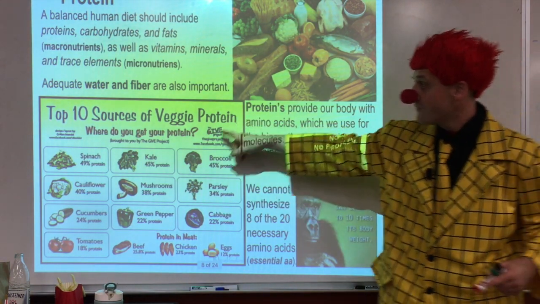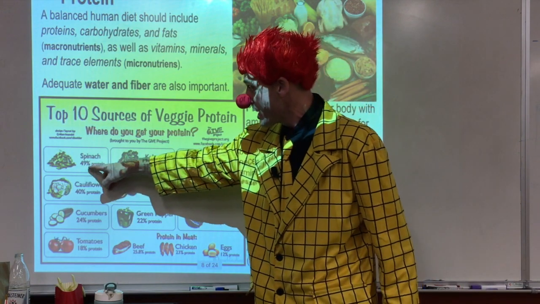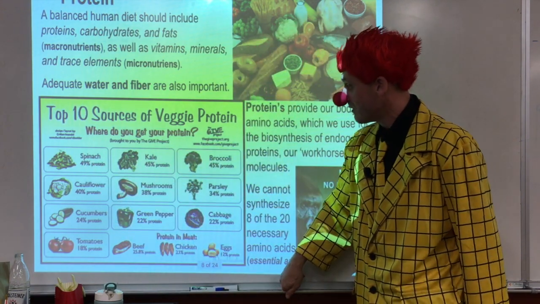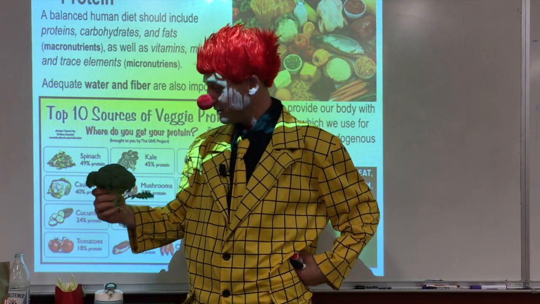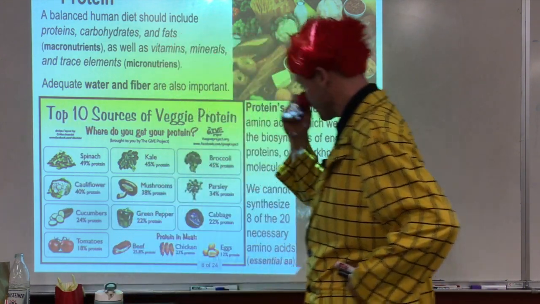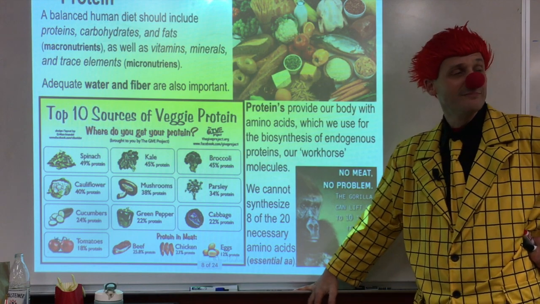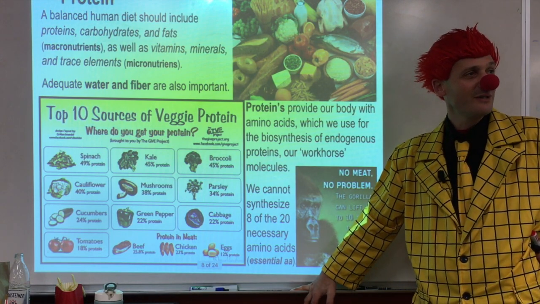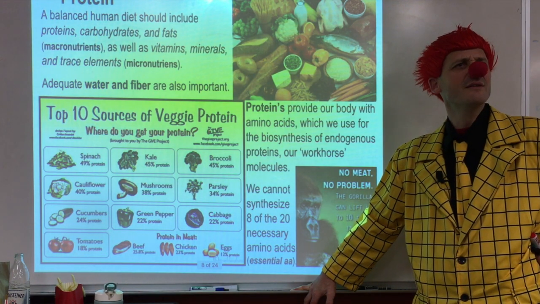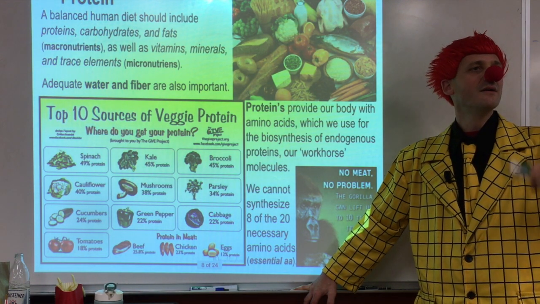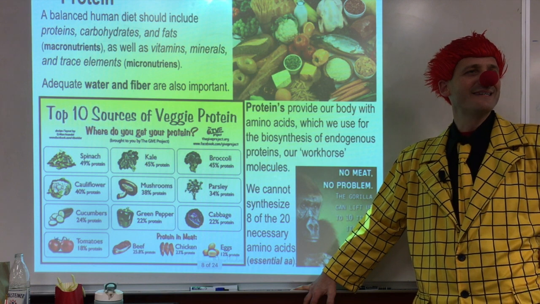So here we have a list. Look at all this stuff. We got 49% in spinach is protein, 45 in kale, 45 in broccoli. Broccoli is actually really, really good. It's my favorite. It's like hummus. Have you had broccoli and hummus? Oh, I love it. Oh, I'm going to make that next time.